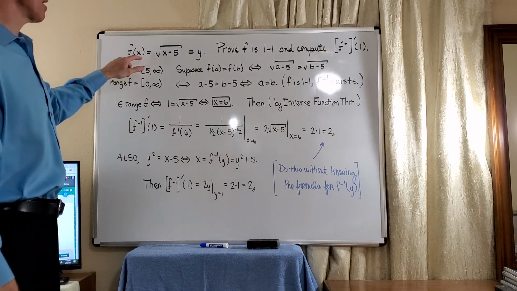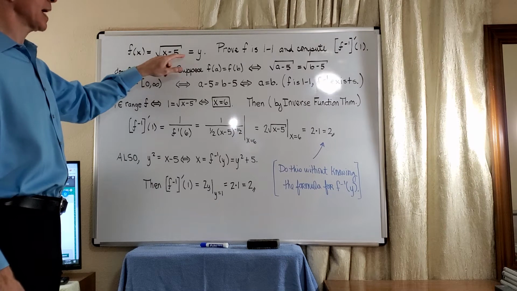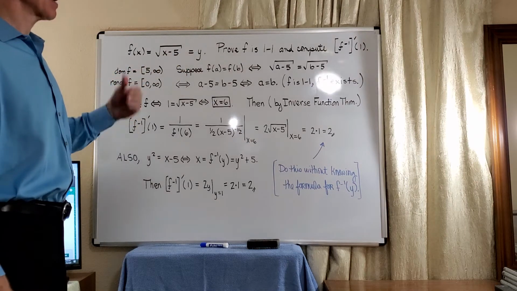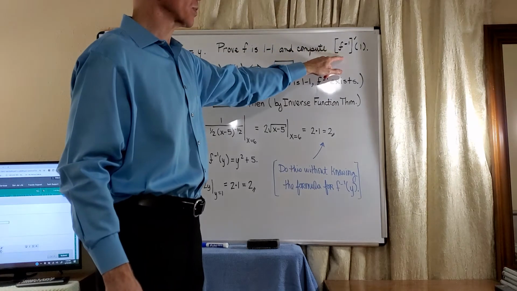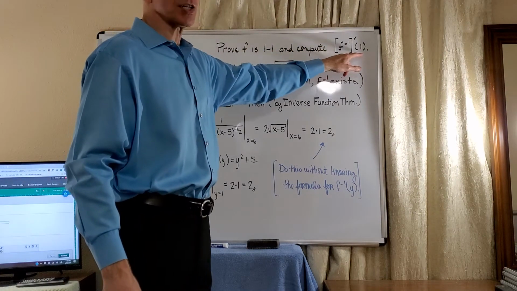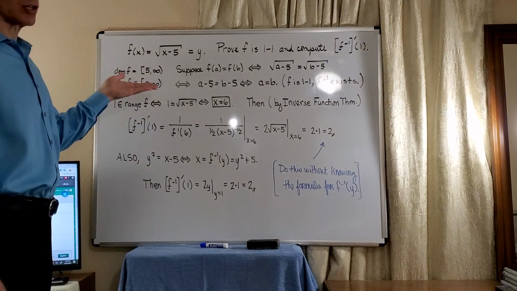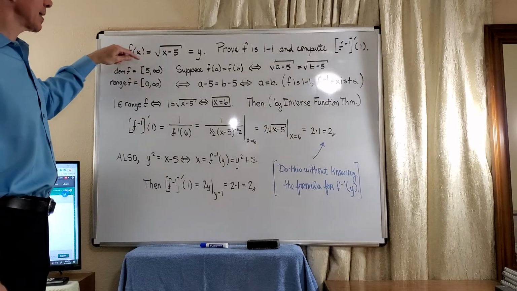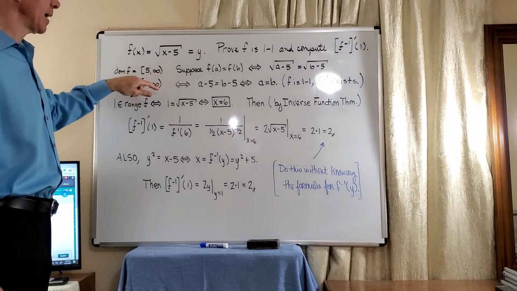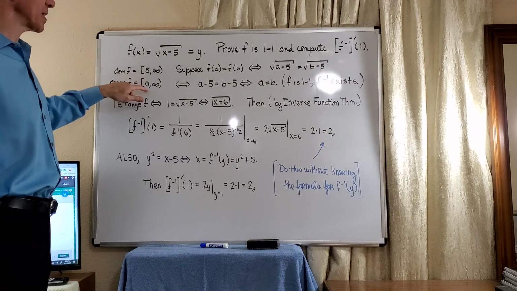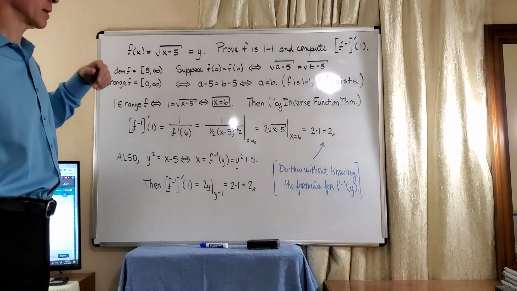So say we have the function f of x equal the square root of x minus 5, and we'll just call that y. And we want to prove that f is 1 to 1 and then compute the derivative of the inverse function at 1. Okay, so first we just do a little bit of college algebra. We can see that the domain of f will be 5 inclusive to infinity, and then of course the range will be 0 to infinity, inclusive of 0. So that's just basic college algebra.